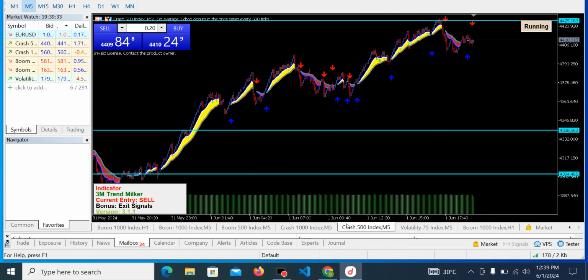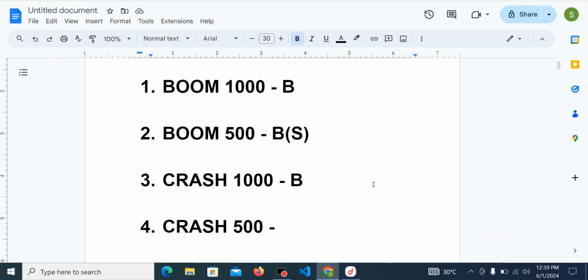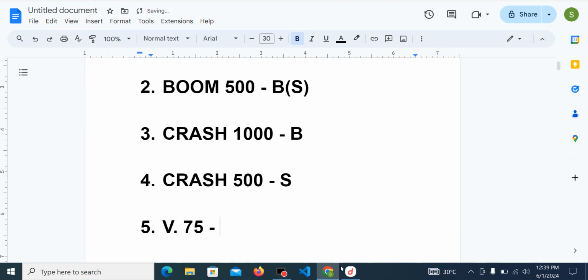The next asset is going to be crash 500. Crash 500 started an uptrend right from this support zone, and it went straight till it got to this resistance zone. It was unable to break out above it, so it started a downtrend right from here. So this should be giving us more of a selling opportunity than a buying opportunity.